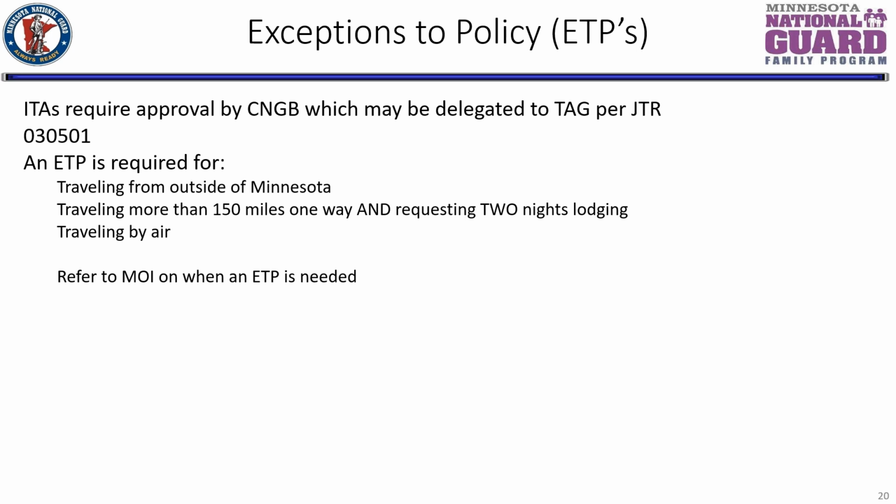Finally, exceptions to policies. ITAs require approval by CNGB, which may be delegated to TAG per the JTR. And any other ETPs, refer to your MOI if it states you need an ETP for any type of your travel. Some examples for reasons why ETPs could be required for any specific event is if you're traveling from outside of Minnesota, traveling more than 150 miles one way and requesting 2 nights lodging, or traveling by air. But again, your MOI will dictate and state whether you need to have an ETP submitted for the traveler.